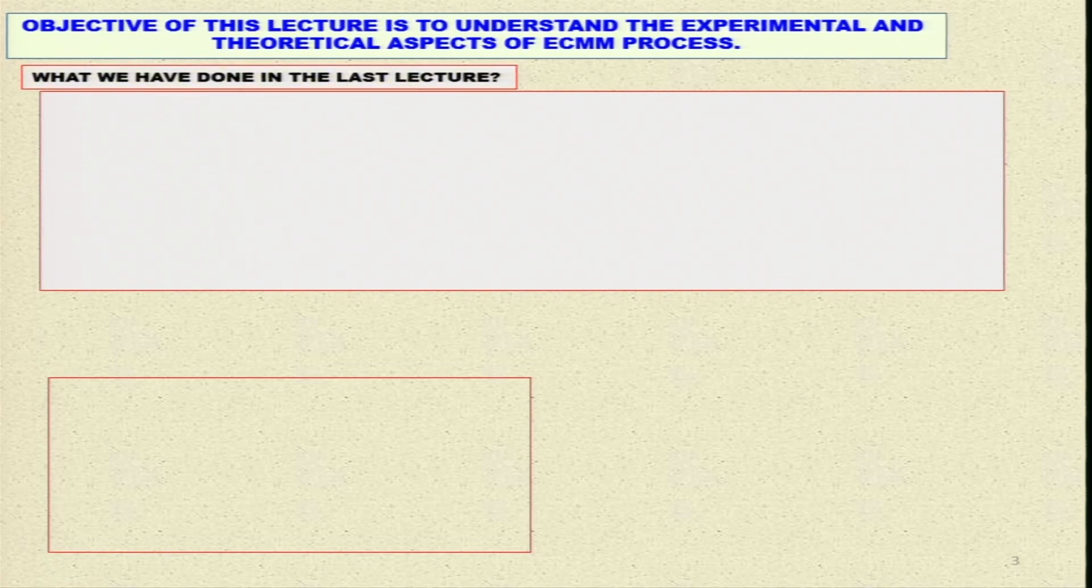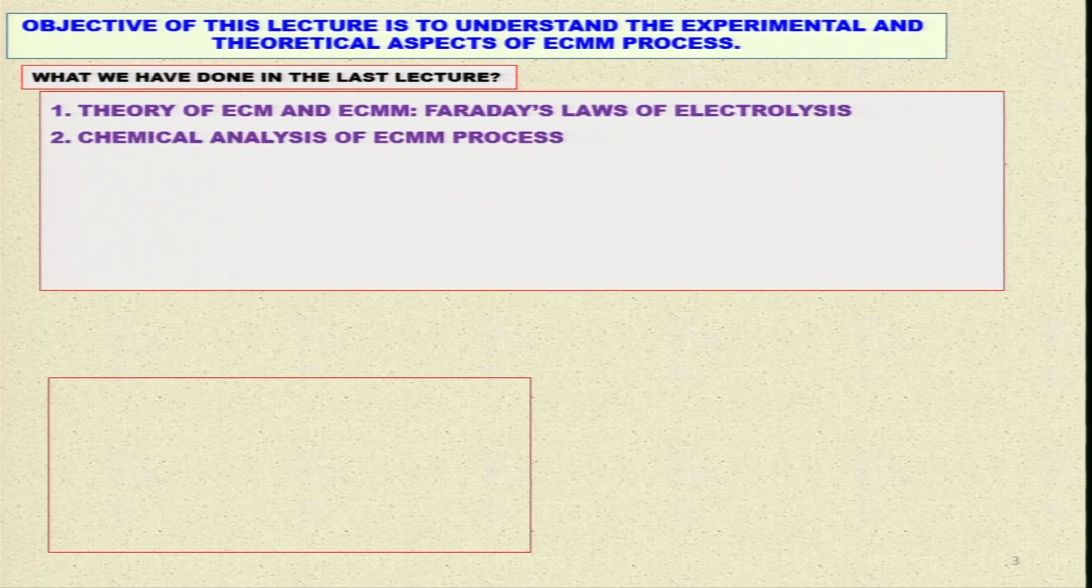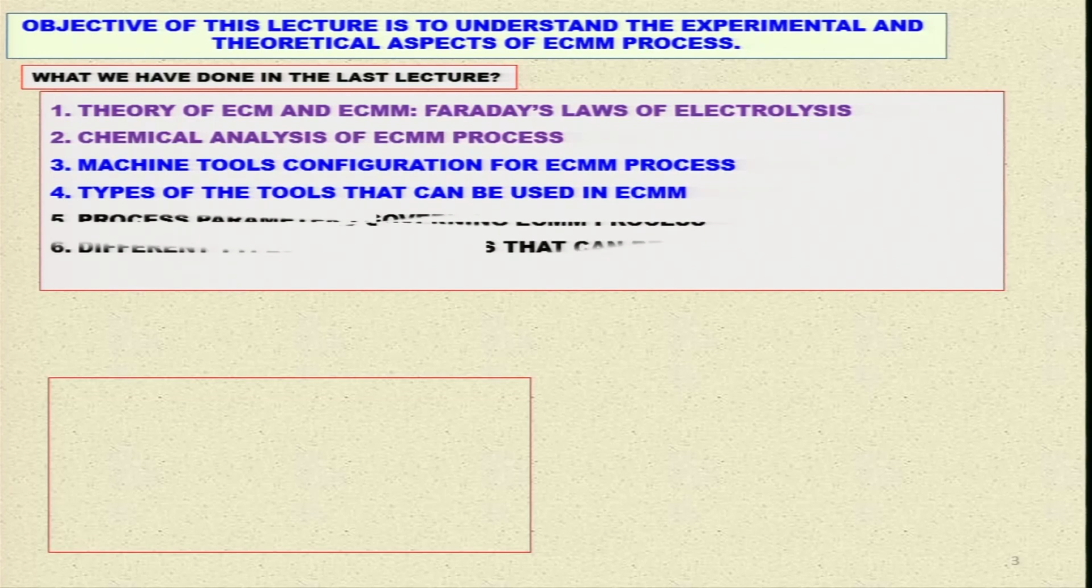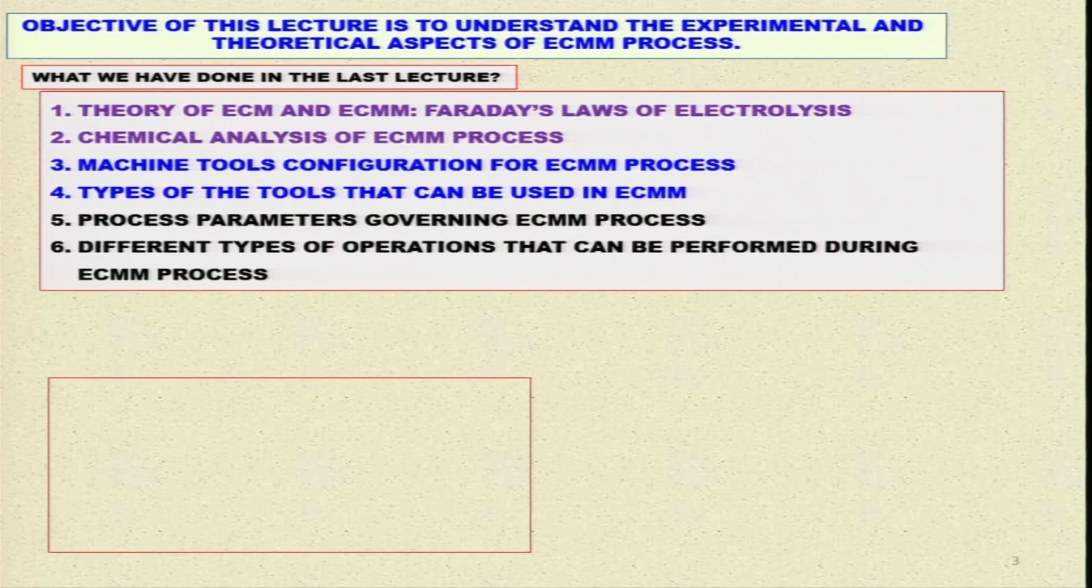What we have done in the last lecture on electrochemical micromachining are as follows: theory of ECM and ECMM, Faraday's laws of electrolysis, chemical analysis of ECMM processes, machine tools fabrication, machine tool configuration for the ECMM process, types of tools that can be used in ECMM, process parameters governing the ECMM process, and different types of operations that can be performed during the ECMM process.